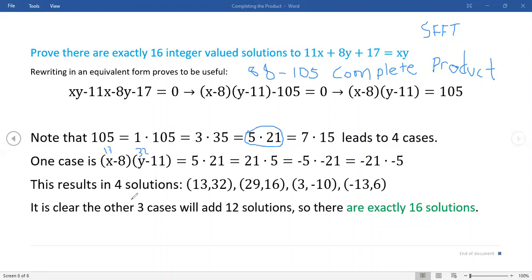But the key result here, as far as the way this question is worded, is that this is one of the 4 cases, and it produces 4 solutions. So what's clear without going through all the laborious, tedious calculations is that the other 3 cases will add 12, and that means there'll be exactly 16 solutions. You can generalize this, I think. It gets down to the number of factors of this constant term. But the complete the product result is what made this thing fly. Let me know what you guys think about complete the product. Thanks.